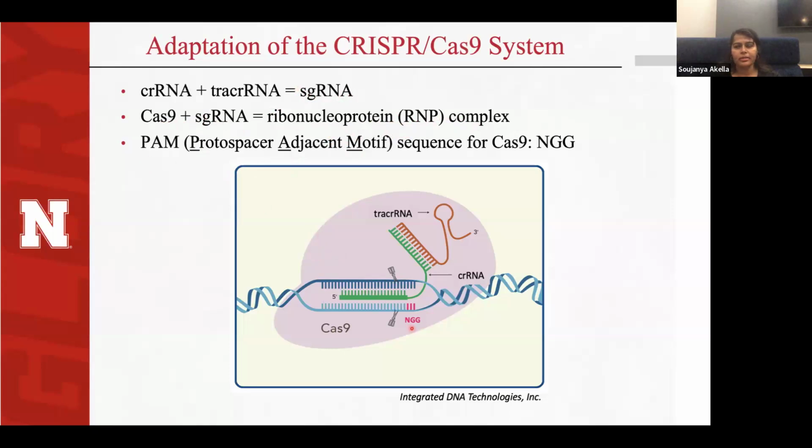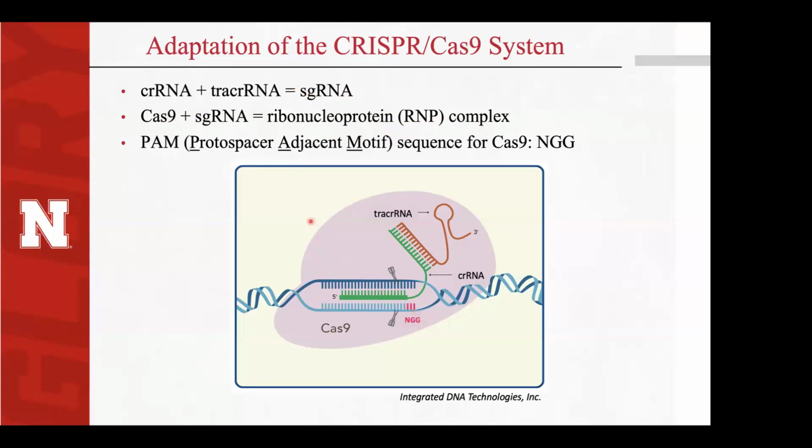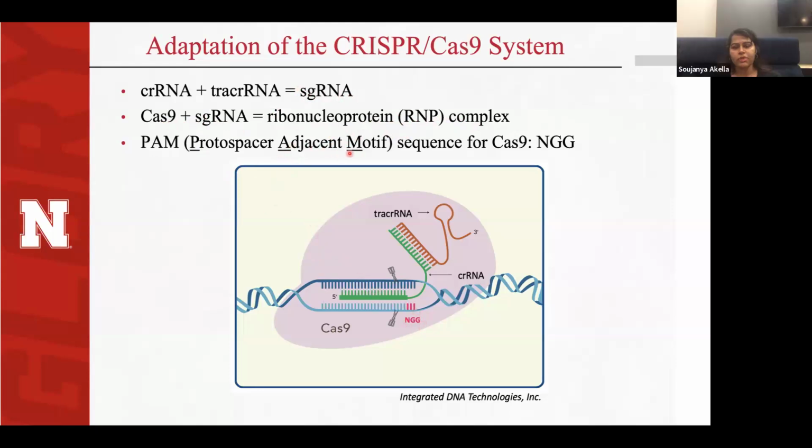Another important thing to note here is that there is what is called a PAM sequence, or protospacer adjacent motif. You don't really have to worry about exactly what that means. Once you think about it after working with this for a while, it'll kind of make sense. But for different Cas proteins, there are different PAM sequences. So for Cas9, for example, the PAM sequence is NGG.